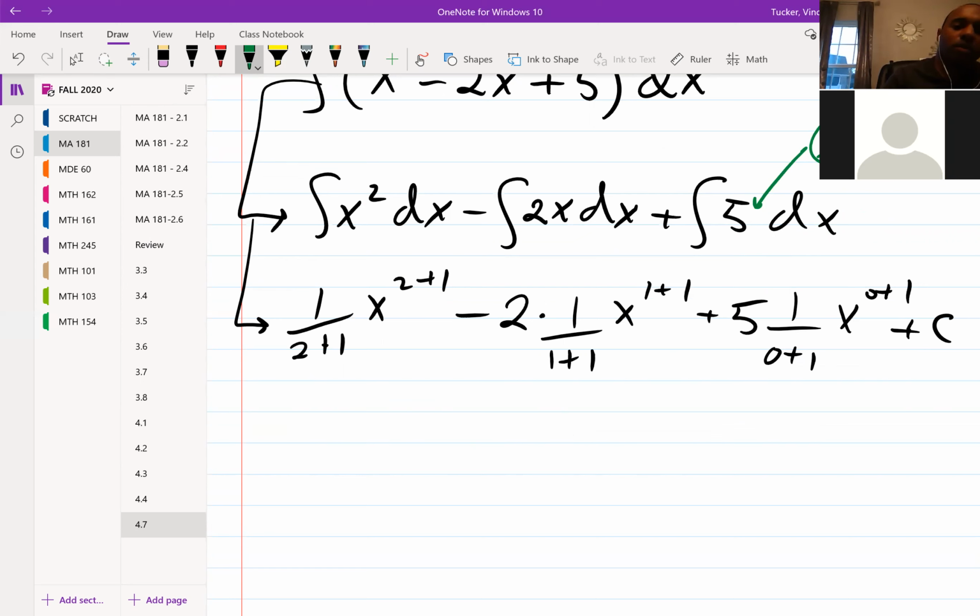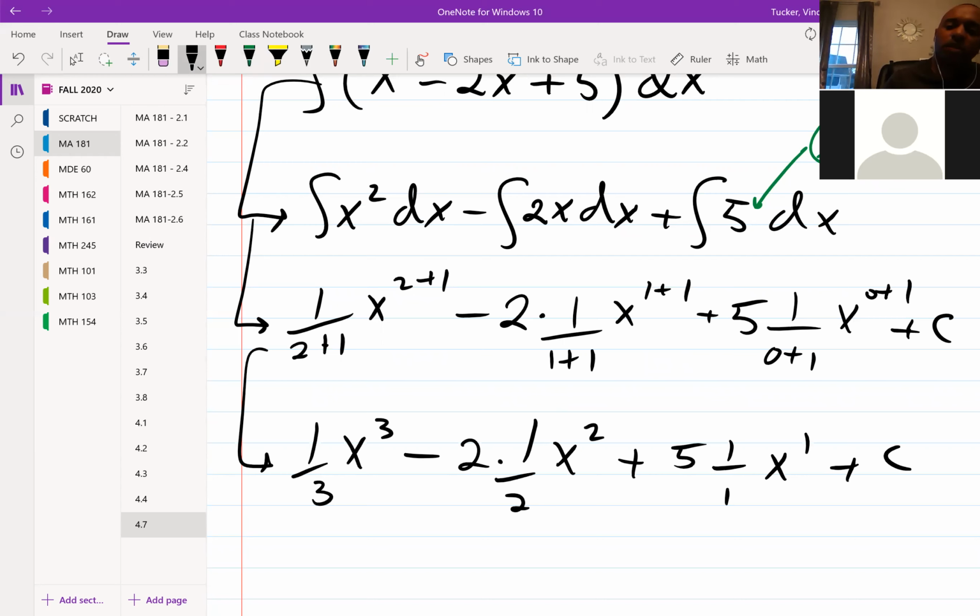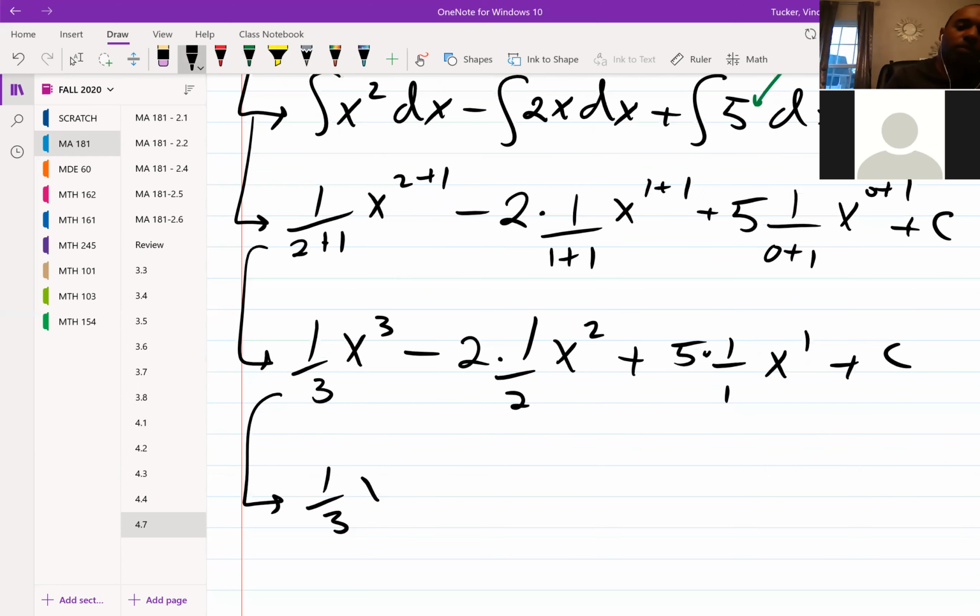So that's 1/3 x to the third, minus 2 times 1/2 x squared, plus 5 times 1 over 1 x to the 1, plus c. All right, so to finish it off, 1/3 x to the third, the 2's cancel, leave me with x squared, and then that's 5x plus c.